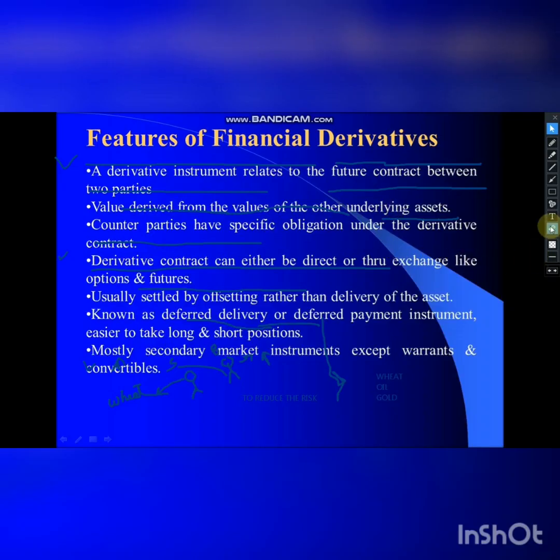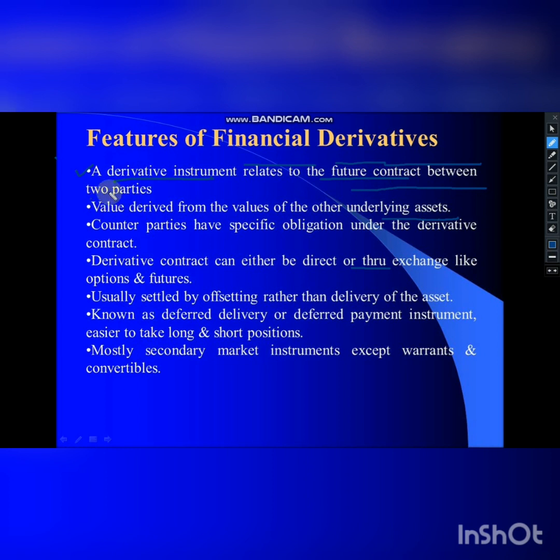Let me remove all this. So here we have the features of derivatives. We all know that features are somewhere related to the meaning also, so everything will be clear here. Let's go through the first point. The derivative instrument relates to a future contract. Definitely the instrument is related to a future contract between two parties.